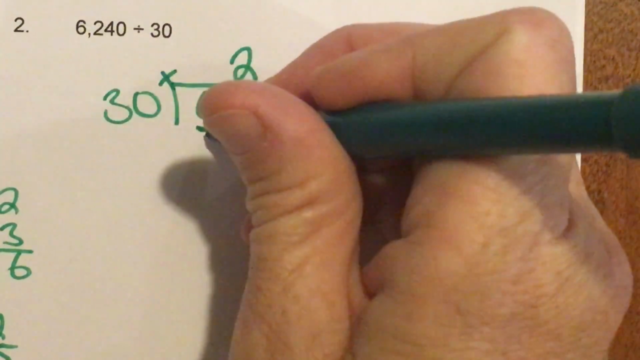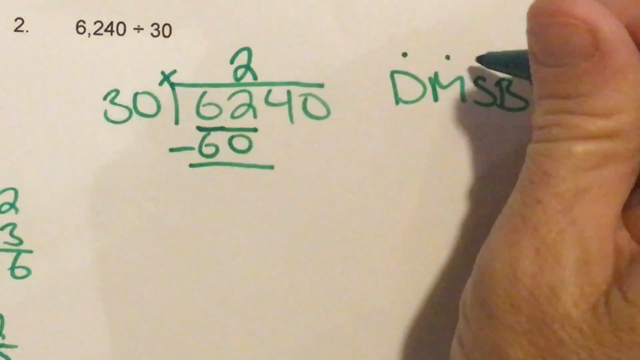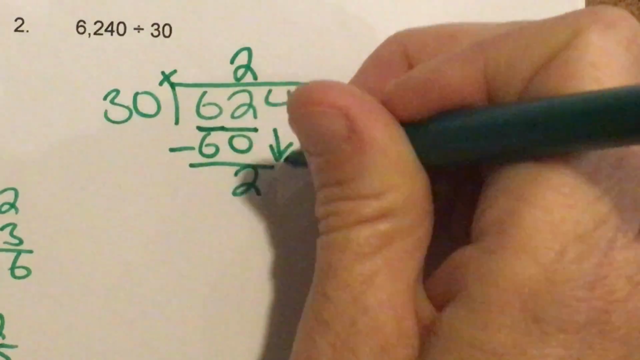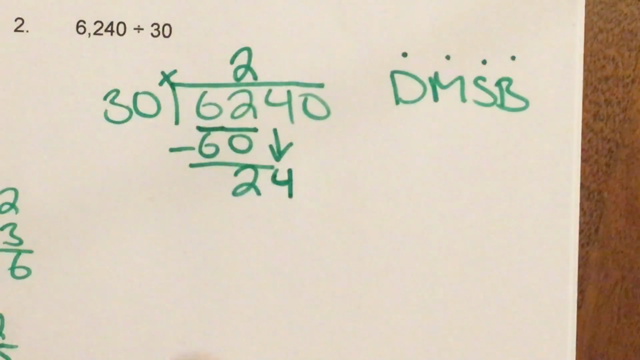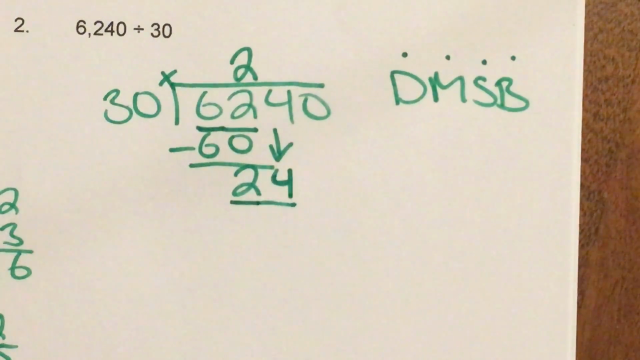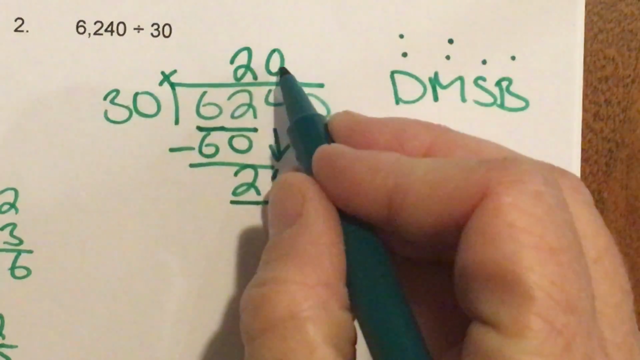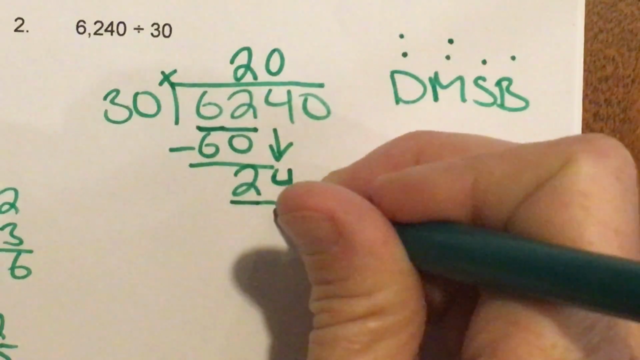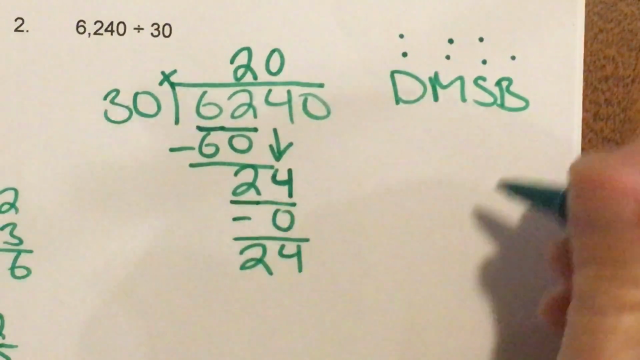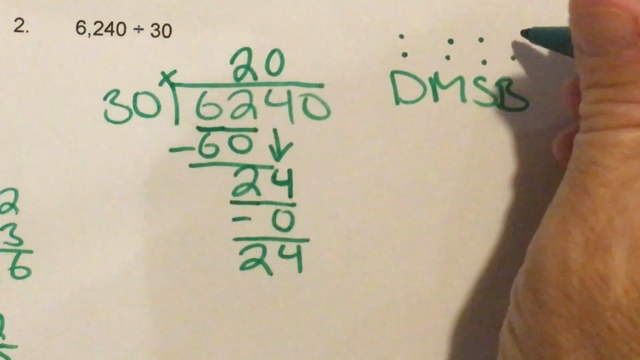2 times 30 is 60. Now I'm going to subtract, and I get 2. And I'm going to bring down, and I get 24. 30 can fit into 2? No. 30 can fit into 24? No. It can't fit in at all, which means it fits in 0 times. So I divided, and now I still multiply. 0 times 30 is 0. Now I'm going to subtract, and I get 24. And now I'm going to bring down.